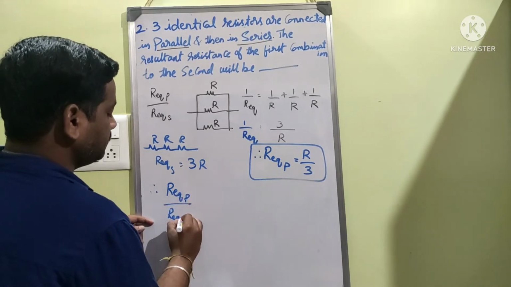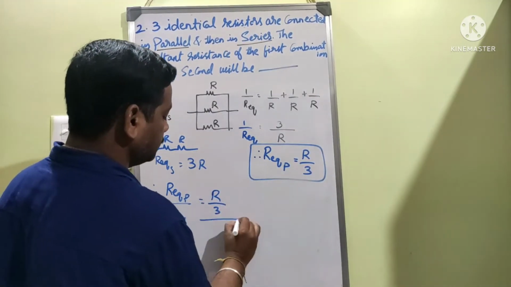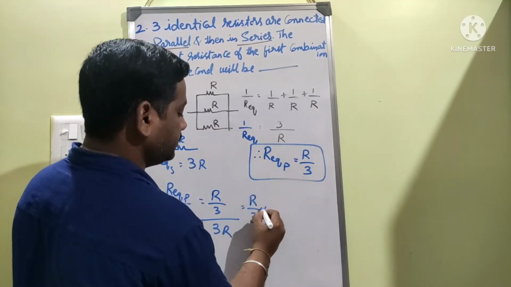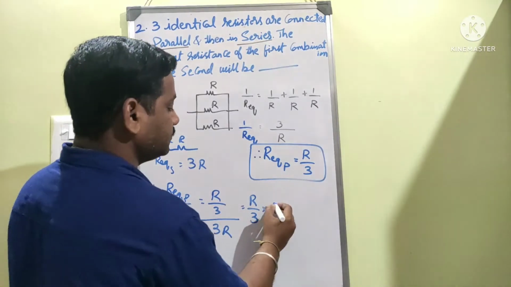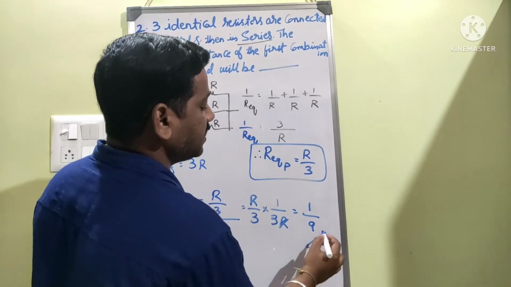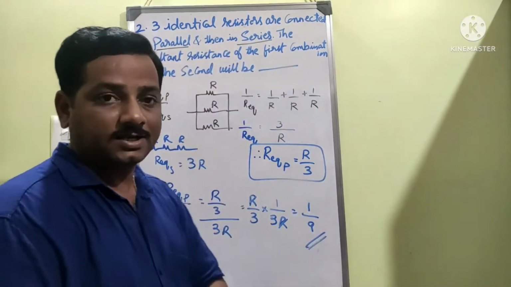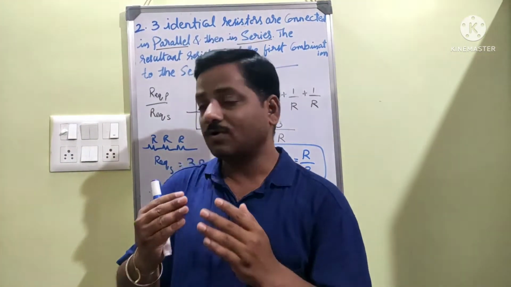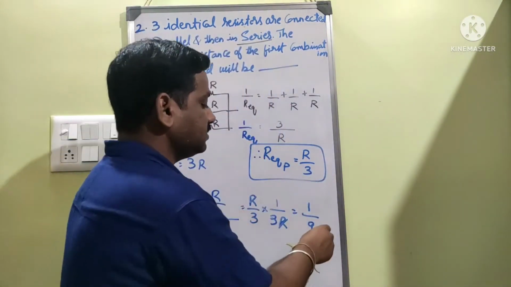R equivalent in parallel divided by R equivalent in series can be given like this. That is R by 3 whole divided by 3 times R, which can be written as R by 3 into, if I take it to the numerator, 1 by 3R. So the R's will get cancelled. It will be 1 by 9. The ratio of this is going to be 1 by 9 times of the actual quantity. In the options, it is like 1 by 9, 9 by 3, 3 by 1, 1 by 3. These are the options provided. This is the answer for that.